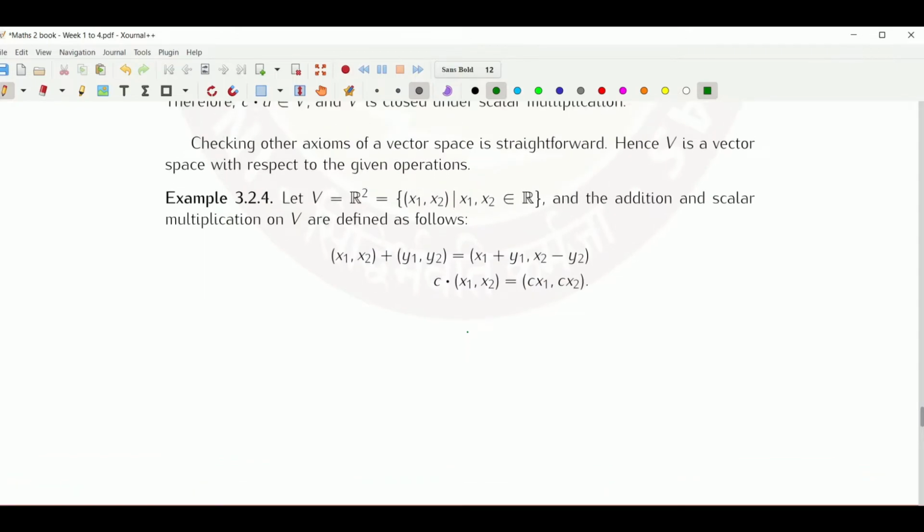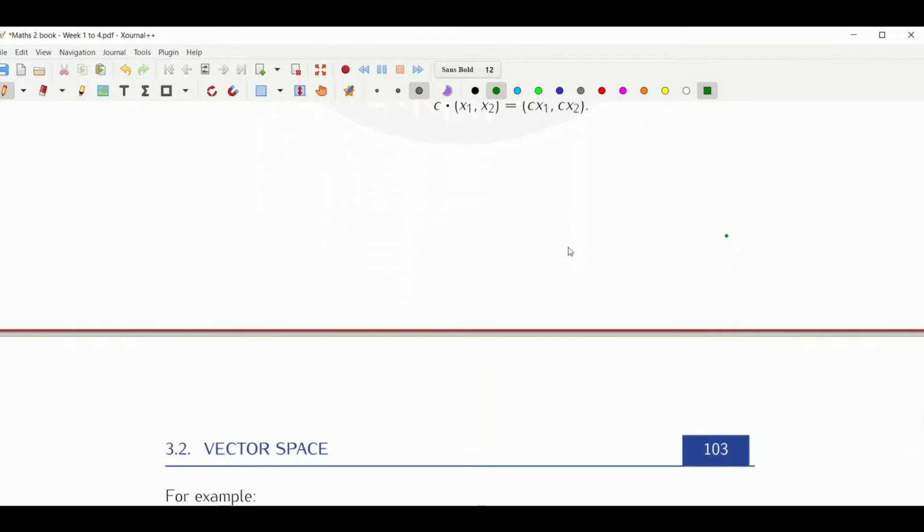Let V is equal to R2 is equal to x1 x2 such that x1 x2 belongs to real numbers, and the addition and scalar multiplication on V are defined as follows. Here, not the usual addition and scalar multiplication; here it is defined. x1 x2 plus y1 y2 is equal to x1 plus y1 and x2 minus y2, and scalar multiplication c dot x1 x2 will be cx1 cx2.